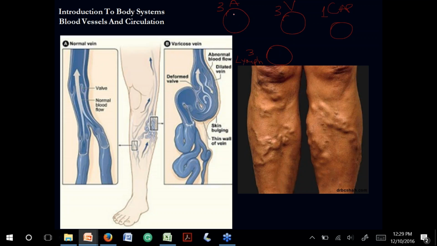Okay. 3 layers of the artery: the tunica intima, tunica media, and the tunica adventitia. Intima, media, and adventitia. And the vein, we have the tunica intima. The tunica media is very thin. That is the difference between vein and arteries. And the capillary has only the tunica intima. The lymphatics are going to be similar to the vein.